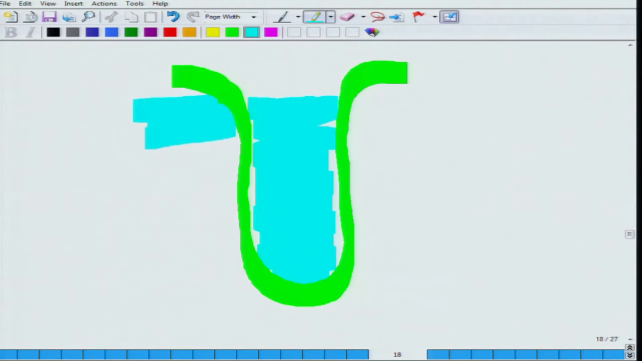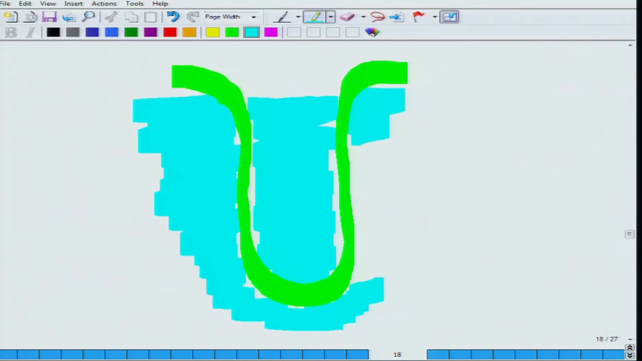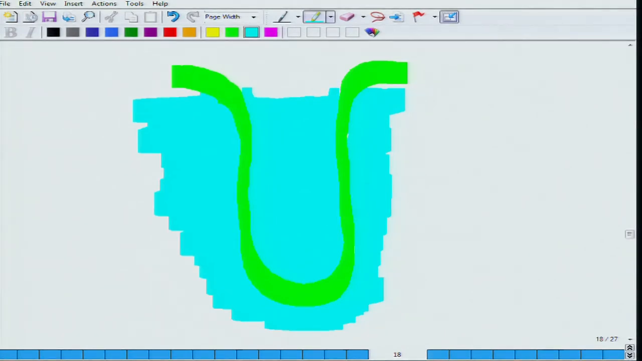Now what will happen? Fine. Let me redraw this part. Okay. Now you have here water moving. So this is the counter current loop of water.